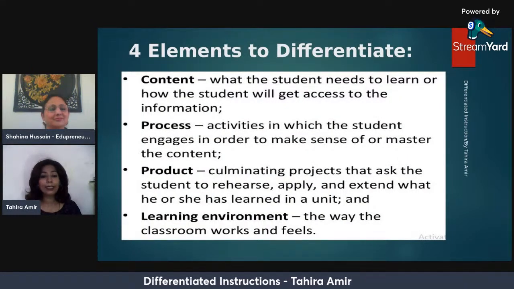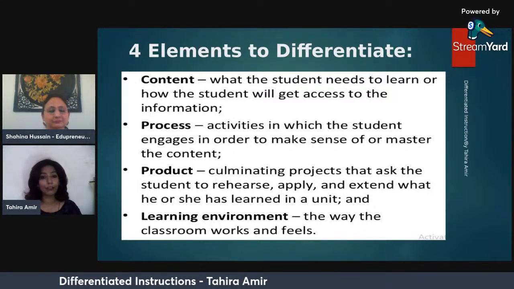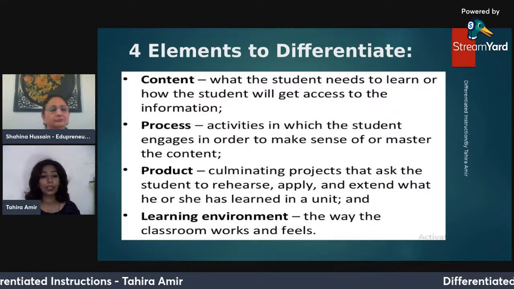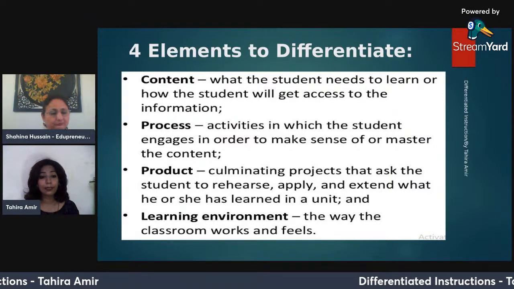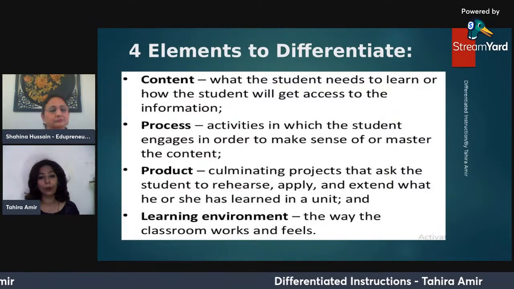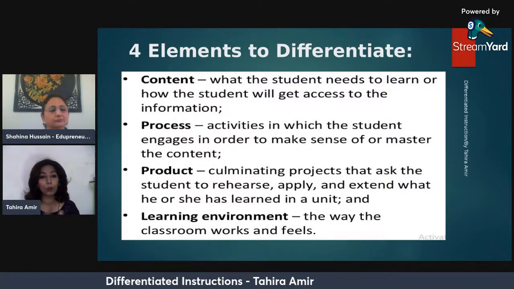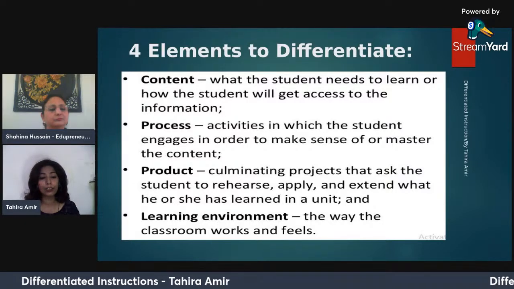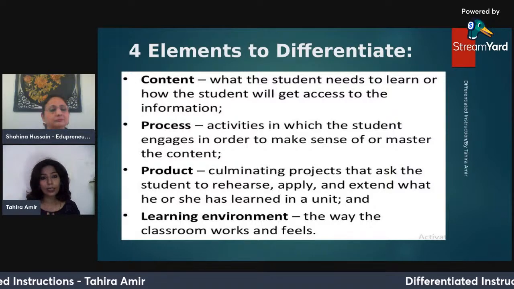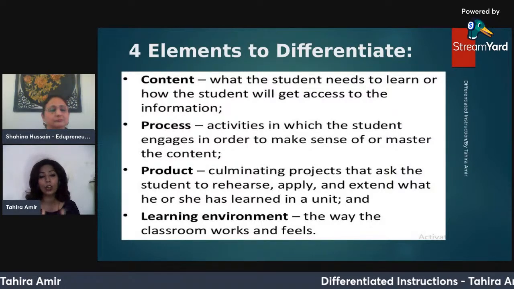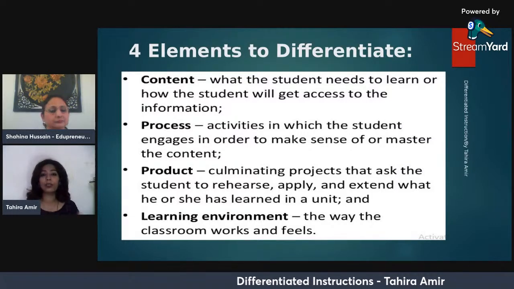Okay, we can see that there are four elements of differentiation in the classroom: differentiation in content, process, product, and learning environment. So, I'm going to explain a little in depth what content differentiation is. Basically, content is a fundamental lesson which is set by the school standards.